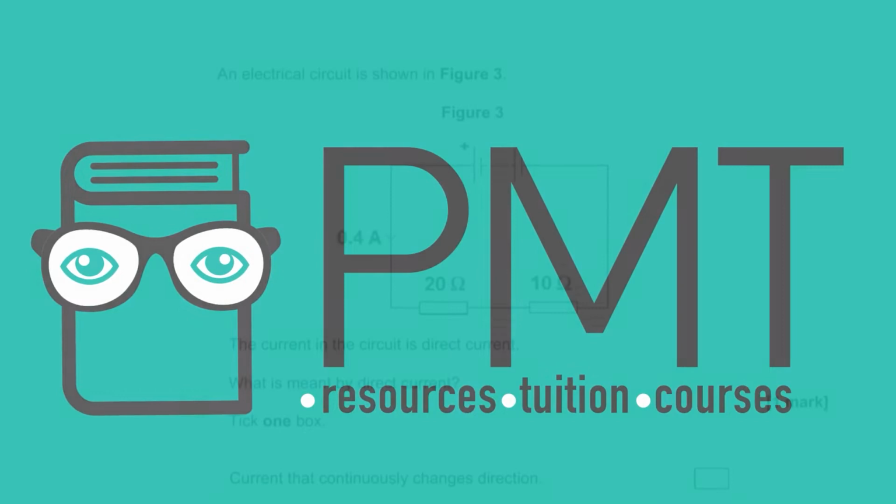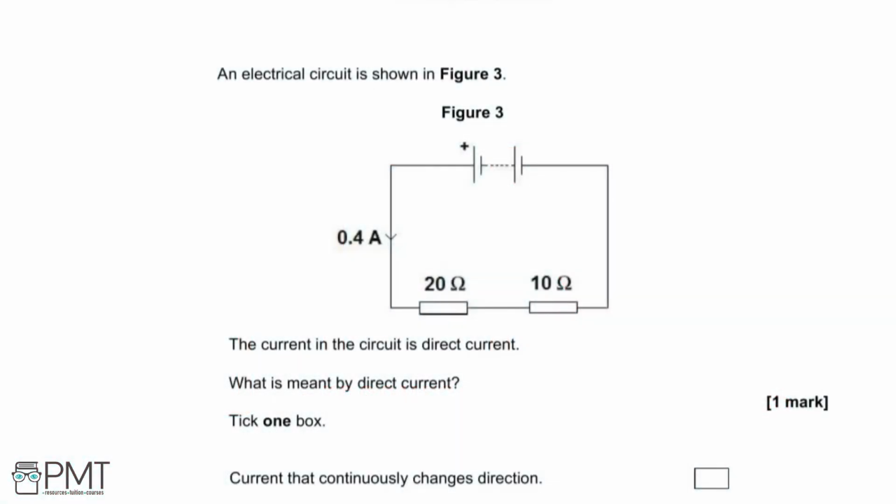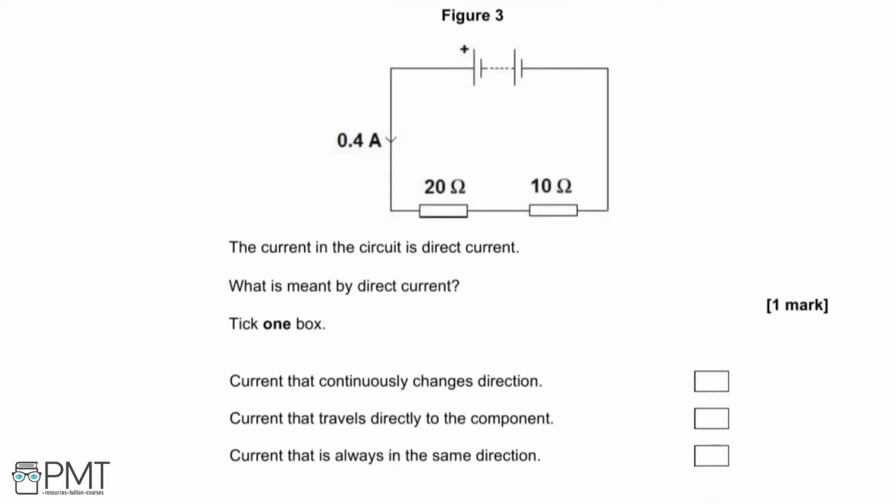An electrical circuit is shown in figure 3. We can see the circuit has a battery, two fixed resistors of 20 ohms and 10 ohms, and a 0.4 amp current. The current in the circuit is direct current. What is meant by direct current?